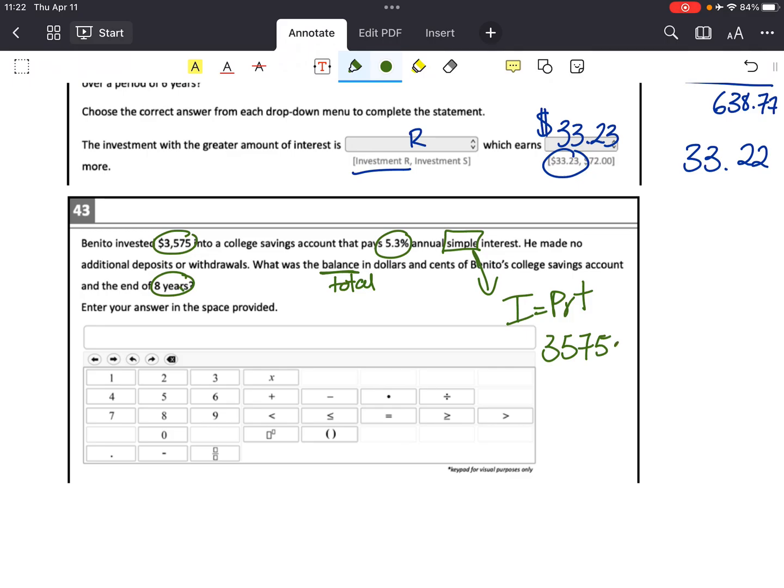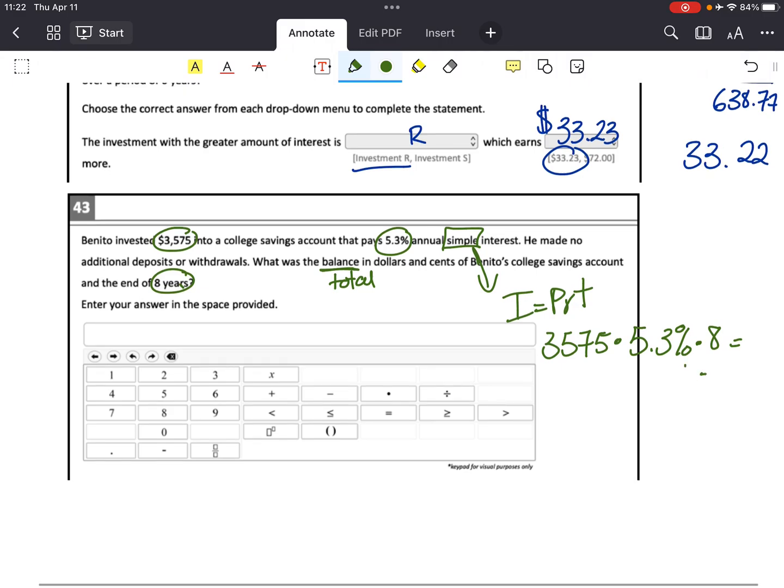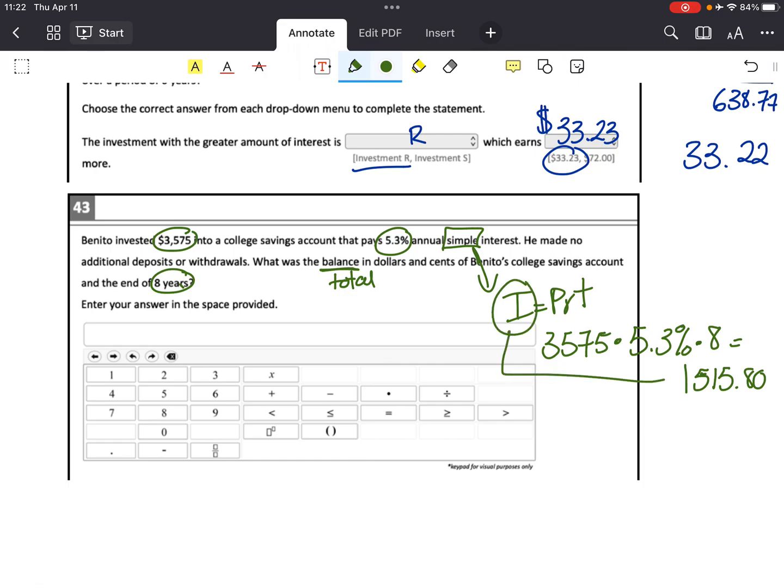So my 3,575 times the rate times the years, which is going to give me $1,515.80. This, however, is your interest according to your formula. Therefore, if I want to know the total, I need to add my initial deposit, my principal, and that would give me a final answer of $5,090.80. So that is exactly what you would fill in the blank.